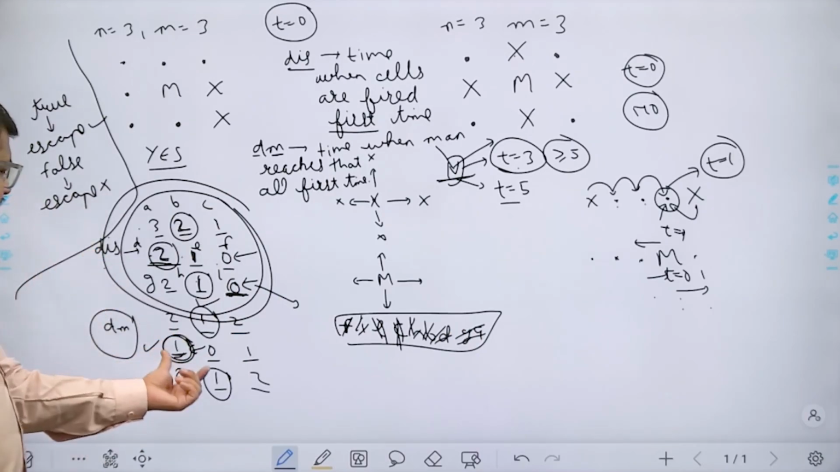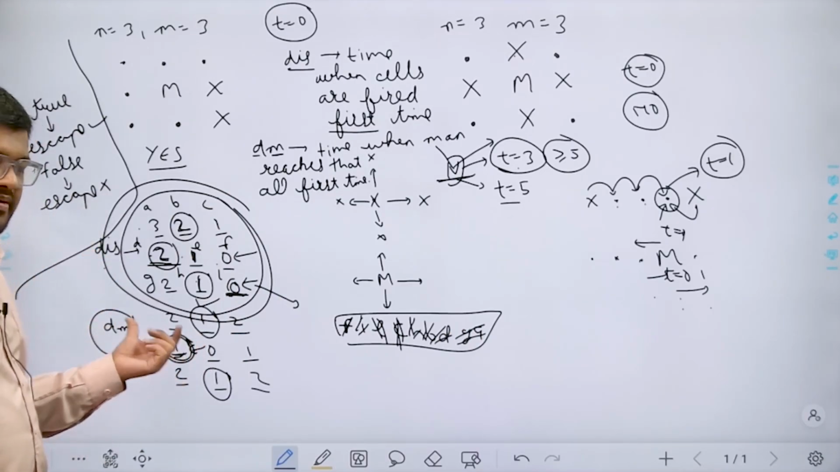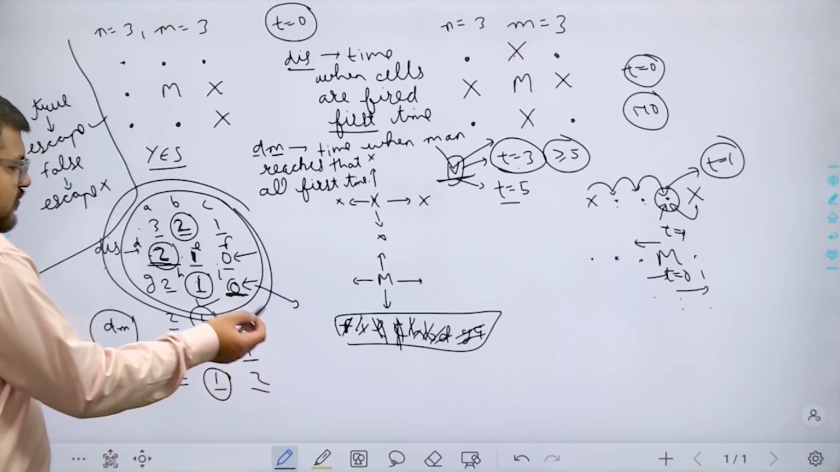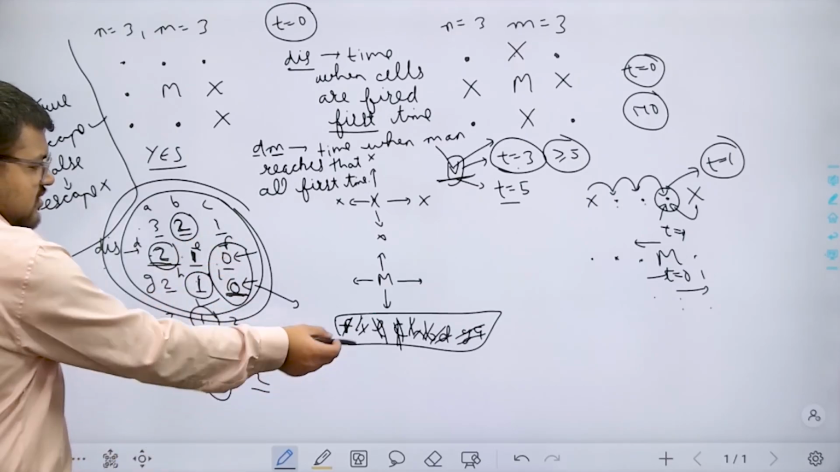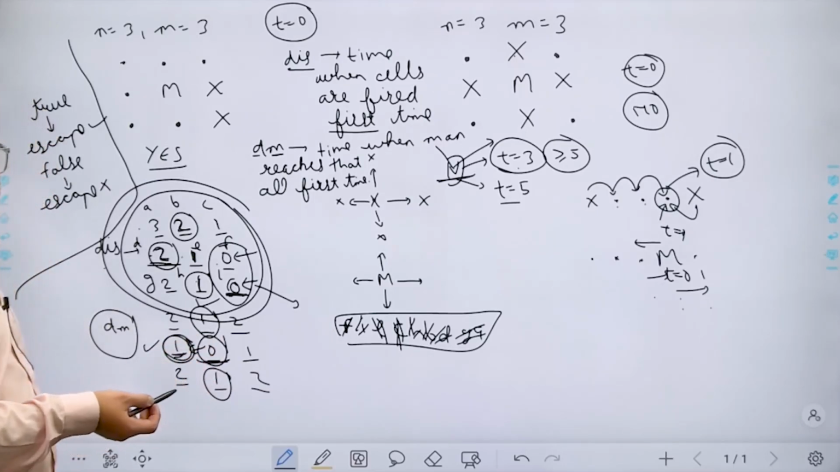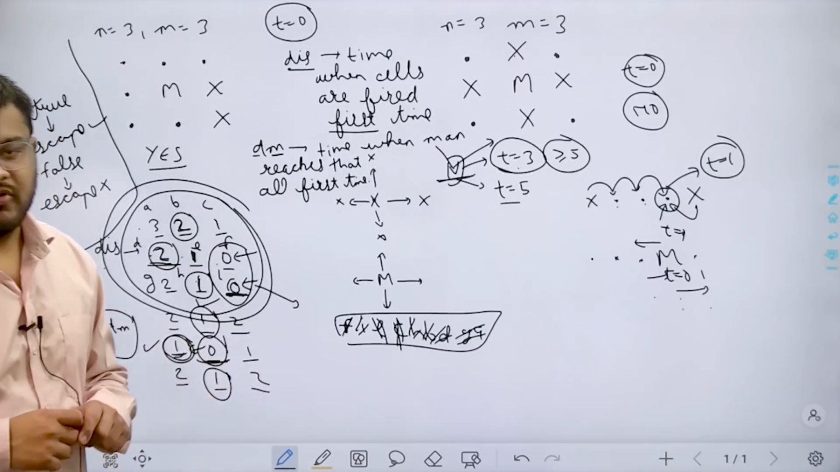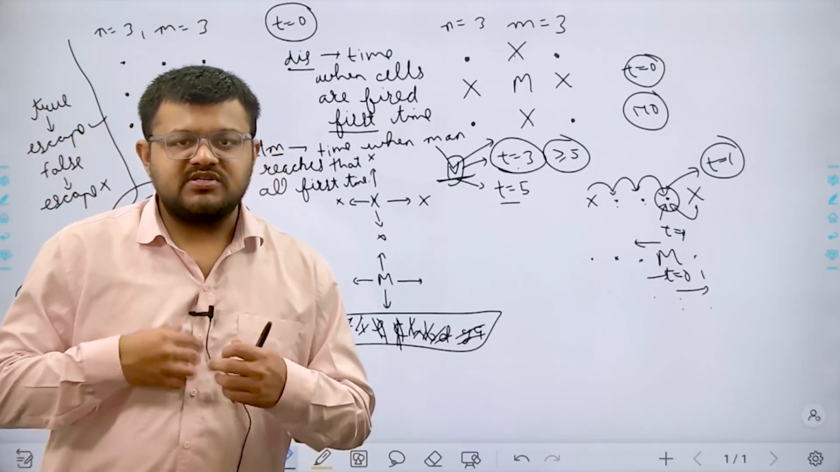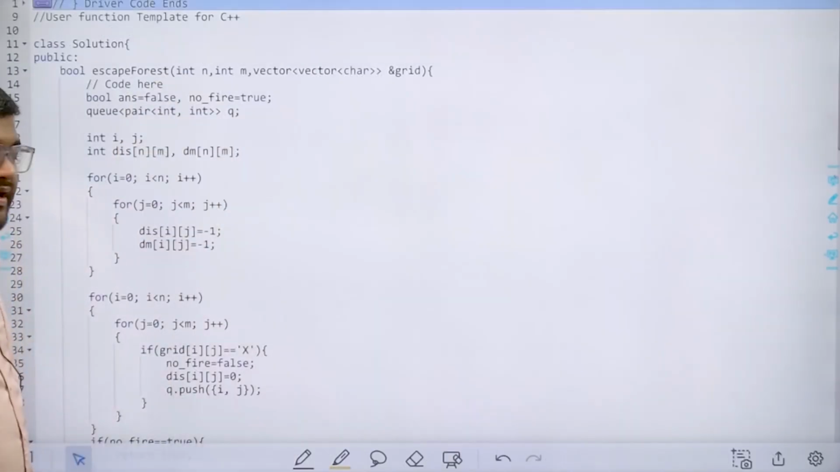Similar thing we will do for the man's table, but here instead of pushing multiple elements in the queue initially, we will only push one cell where the man was initially, and then calculate the time. Okay, now let's look at its actual implementation for better clarity.